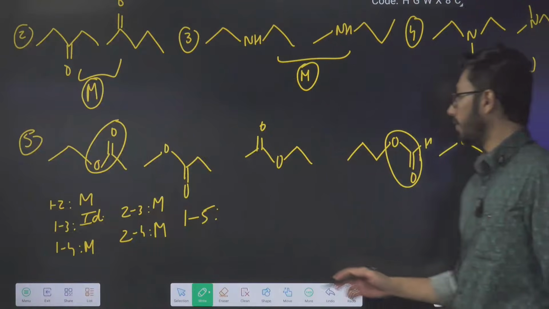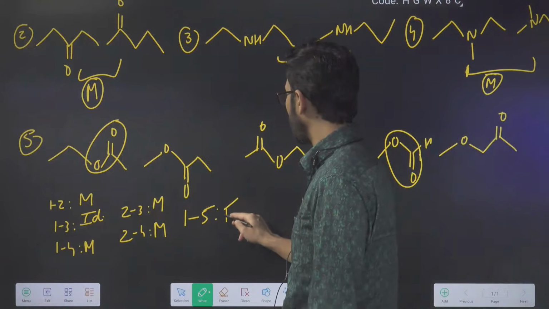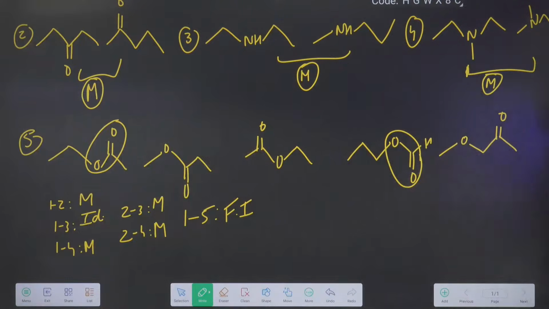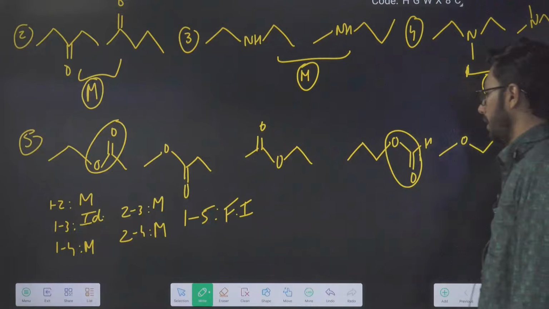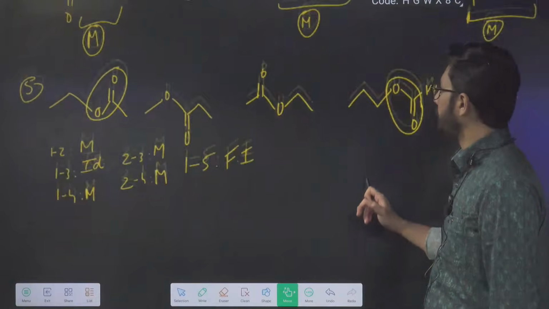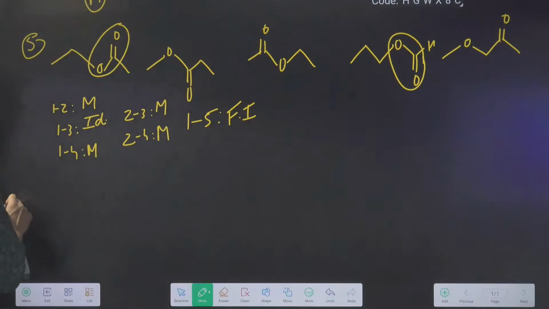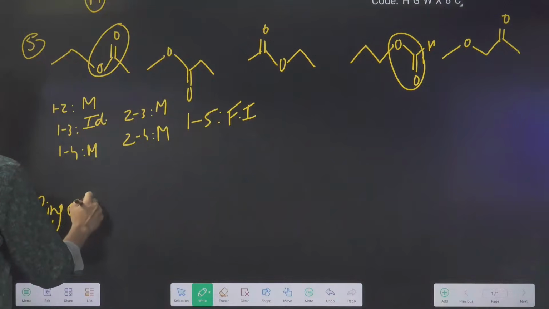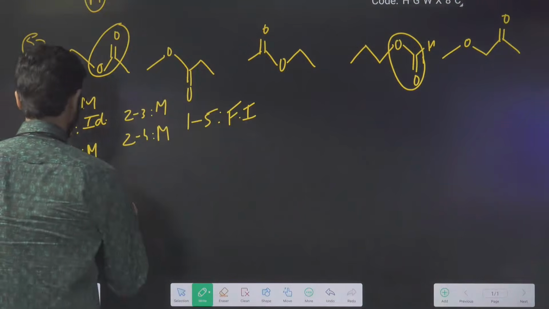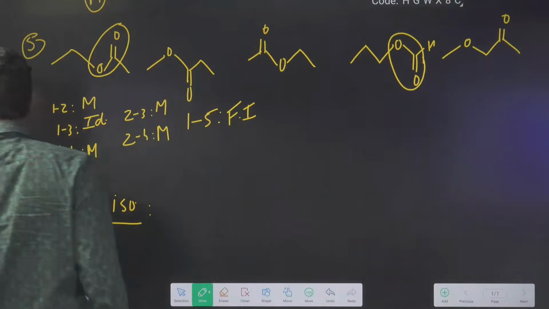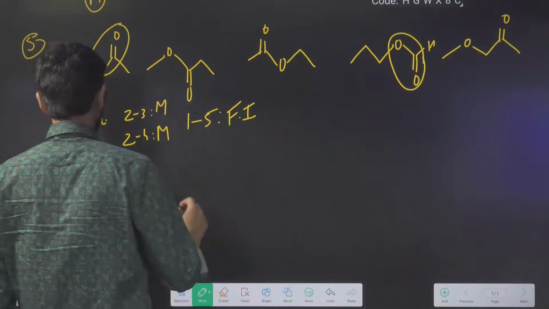Very good. 1 and 5 are functional isomers because the first is an ester, the fifth is not an ester. Simple thing. Clear? Then try other questions. Achha, before that, there is another one. It's ring chain isomerism. Less important, but still solve it or at least understand it.